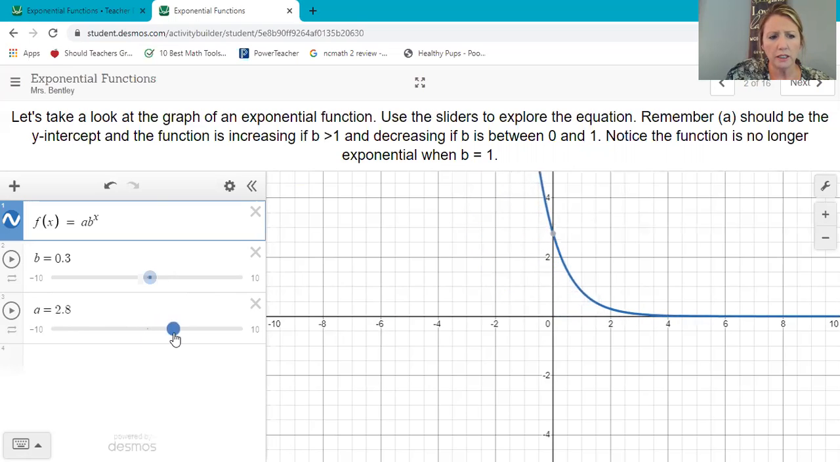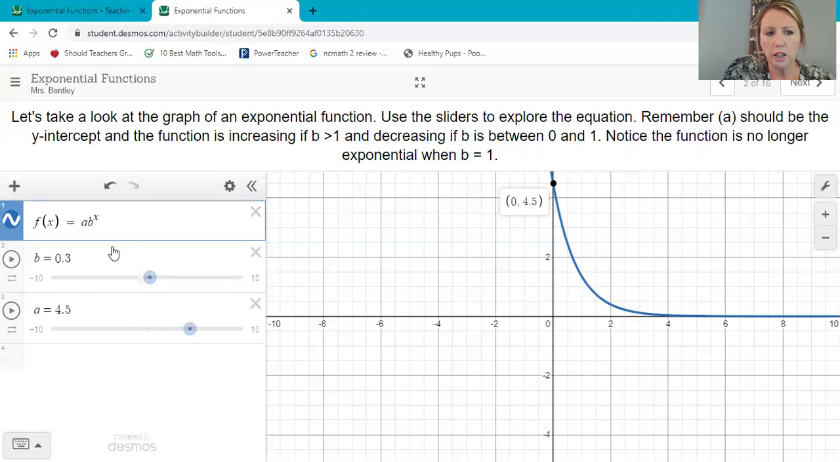If I increase the y-intercept to 4.5, then when I click on the y-axis, you should see that your y-intercept is at 4.5. Okay, so that's just a little place for you to explore. This is called the parent function of an exponential, and you can change the values of a and b to see how that does affect your graph.